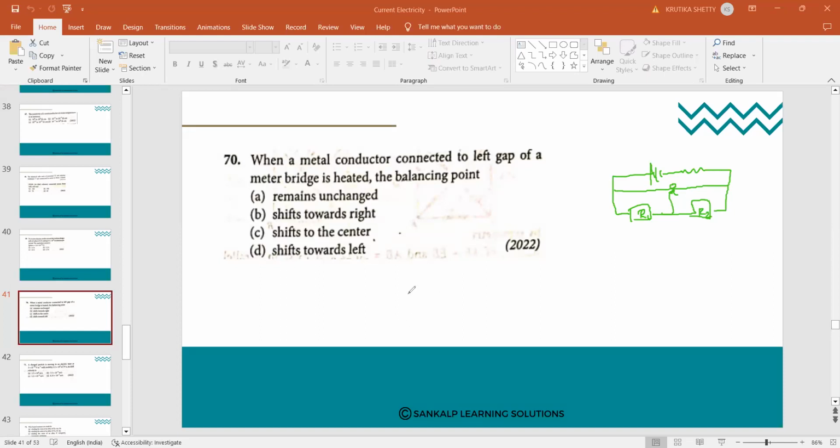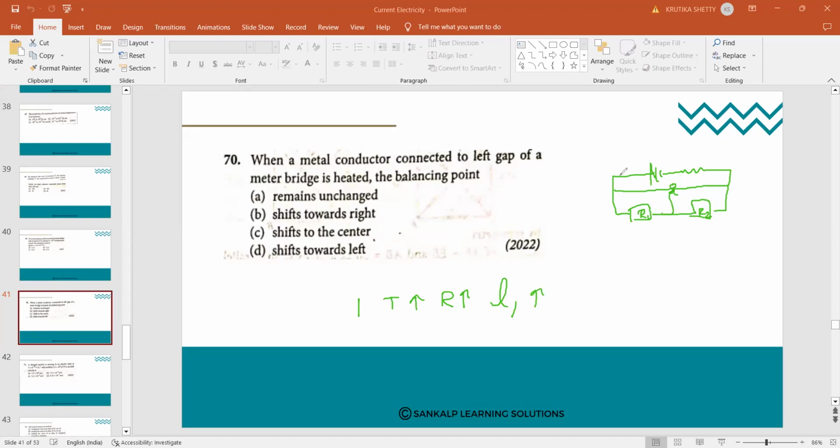So when you are heating the metal wire, the temperature is increasing. So here there is an increase in the temperature. When there is an increase in the temperature, what happens to the resistance, girls? The resistance also increases. So resistance increases, what happens to the length? L1 also increases.